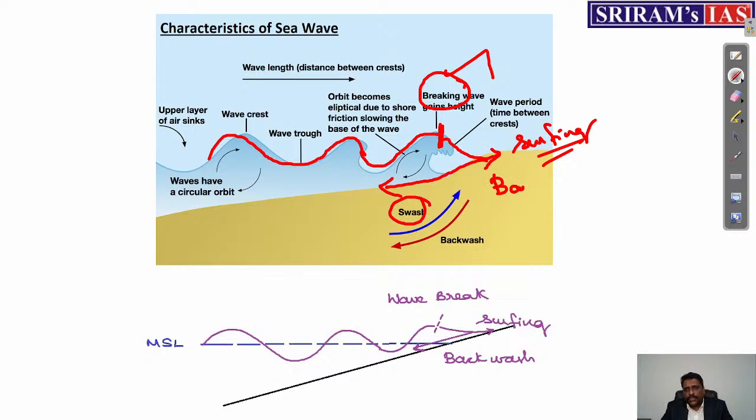You call that backwash. Now see, surfing is all about what? You go to a beach, see the sea wave moving towards you. At one point of time, the continuity of the wave will break. Post break, water will be surging into the land. You call that surfing. And once the surfing comes to an end, all this surfed water will once again go back to the ocean or the sea. You call that backwash. So the pumping of this water into the land, you call surfing. The retreat of surfed water back into the ocean, you call backwash.